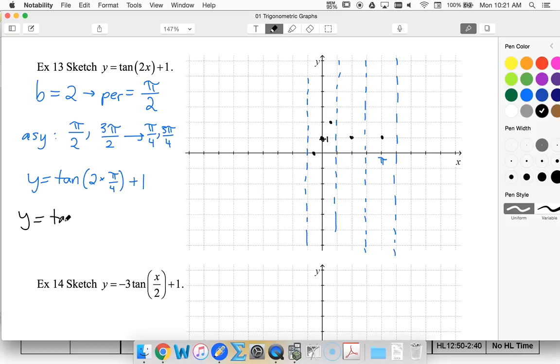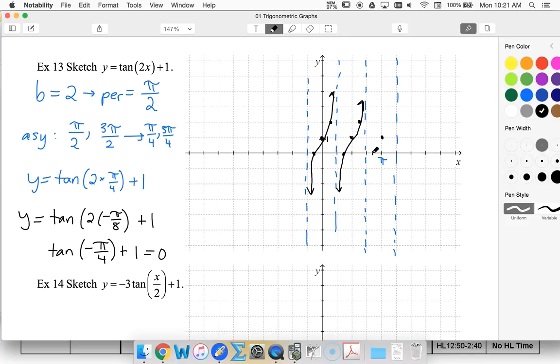So y equals tan 2 times negative pi over 8 plus 1. Well, that's going to give me tan of negative pi over 4 plus 1. Tan of negative pi over 4 is negative 1, plus 1 is 0. So this point checks out. And so I see that my period has shrunk for my tan graph. I have narrower lines. And I'm plotting again 3 points to help me see my curves. And I'm going to plot 3 curves to show that this graph continues going.